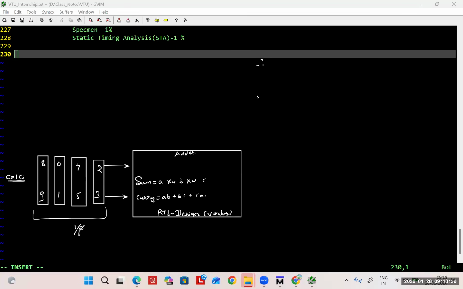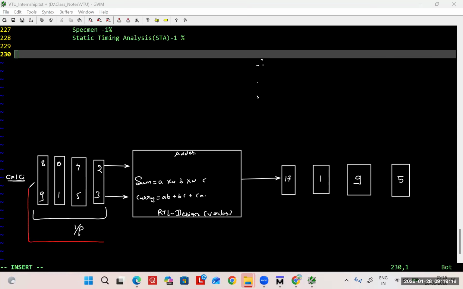Correct. And you will get what? You can correct me if I'm wrong anywhere. 2 plus 3. 4 plus 5. Sorry, 0 plus 1. 8 plus 9. Correct. Anyone have any problem till here? No, sir. Okay, this is clear.